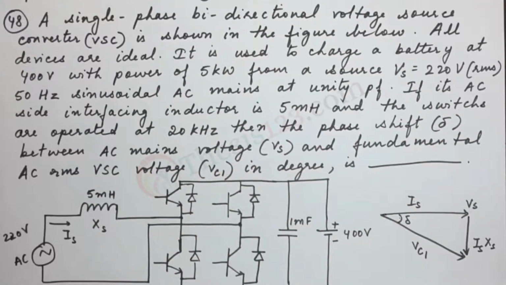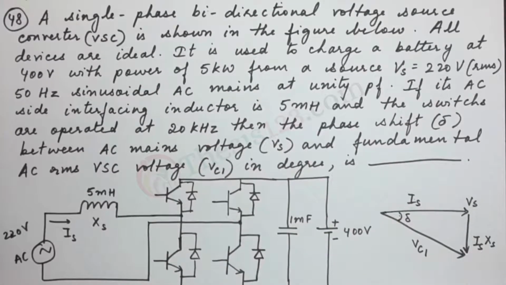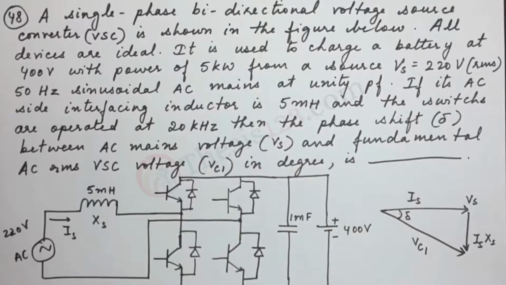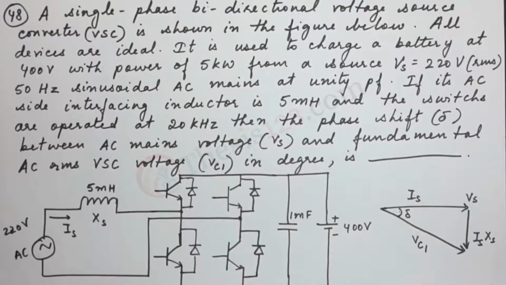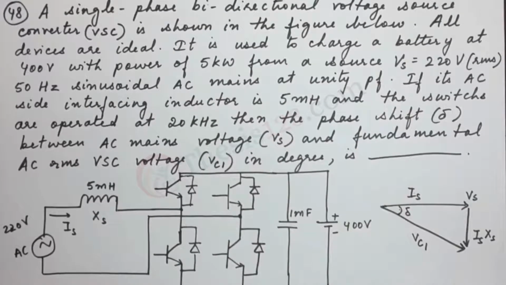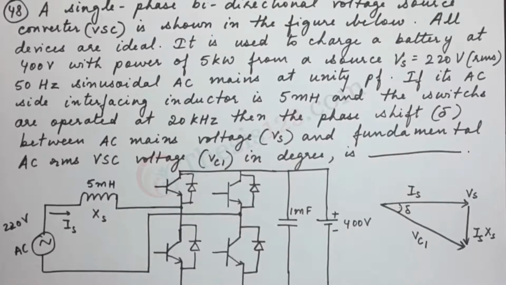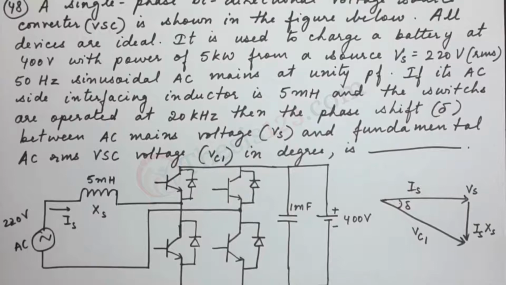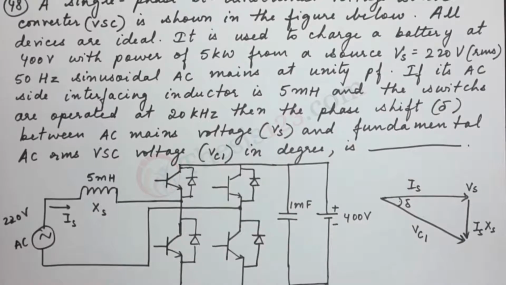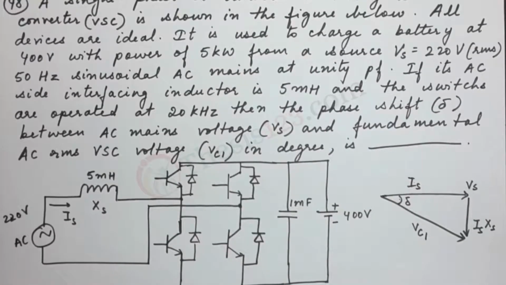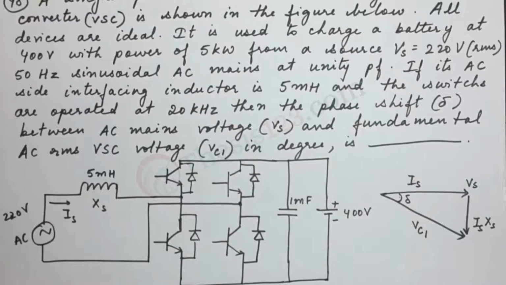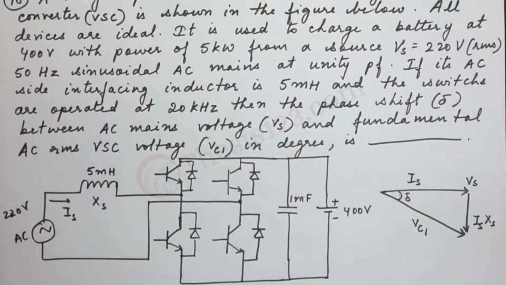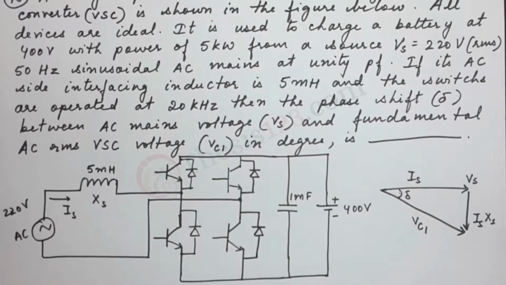It is used to charge a battery at 400 volts with power of 5 kilowatts from a source, Vs, 220 V RMS, 50 Hz sinusoidal AC mains at unity power factor. If its AC side interfacing inductor is 5 millihenry and the switches are operated at 20 kHz, then the phase shift delta between AC mains voltage and fundamental AC RMS voltage in degrees is dash.